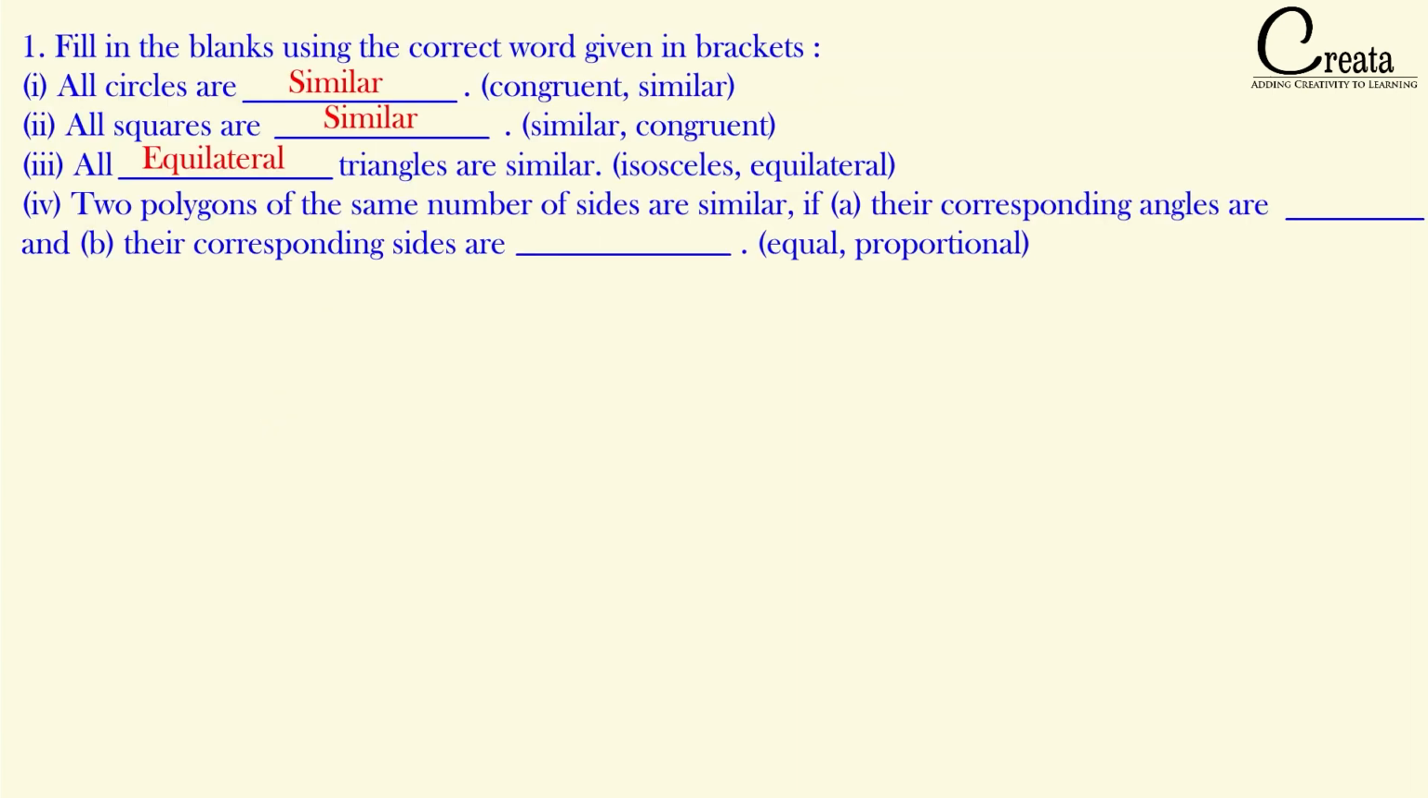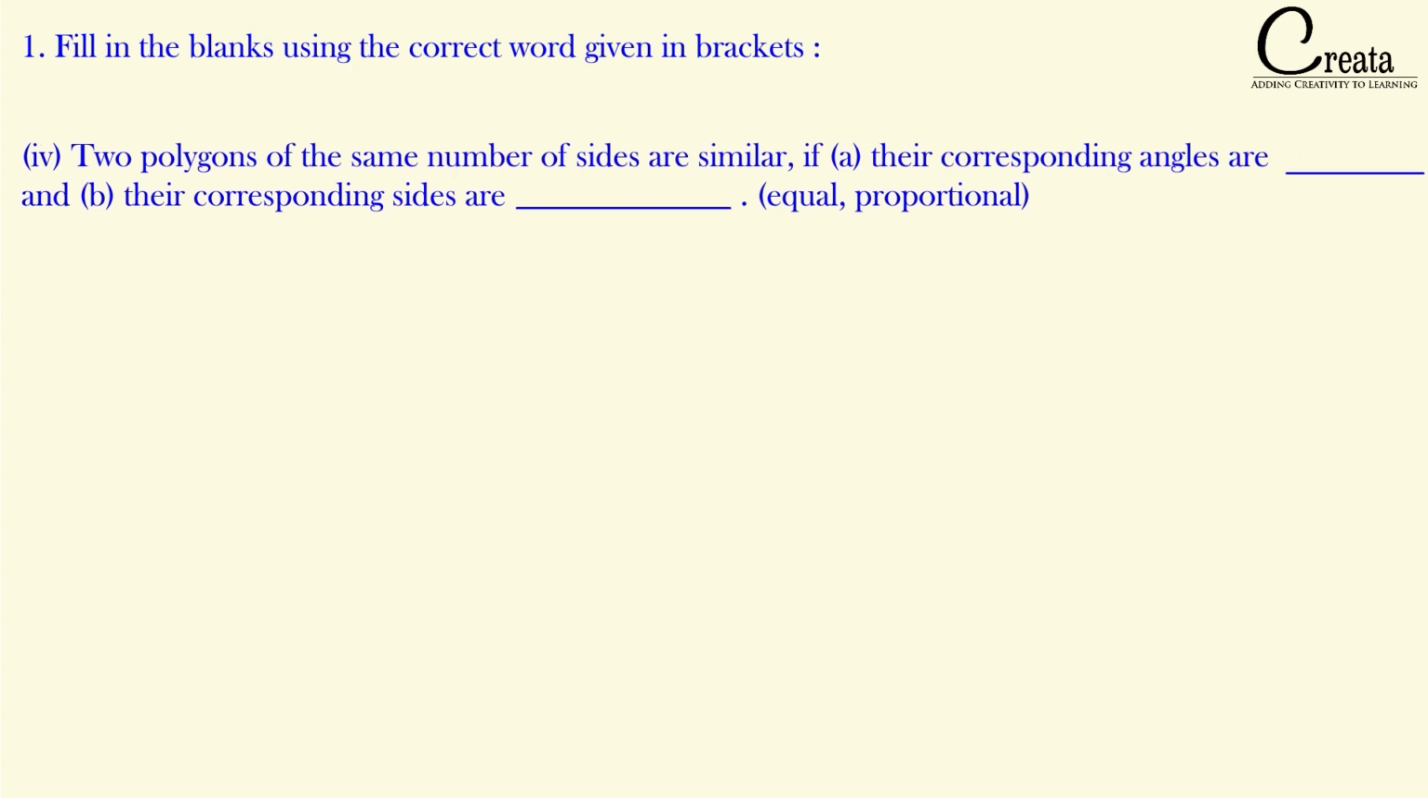Going to part 4. Two polygons of the same number of sides are similar if A, their corresponding angles are equal, and B, their corresponding sides are proportional.